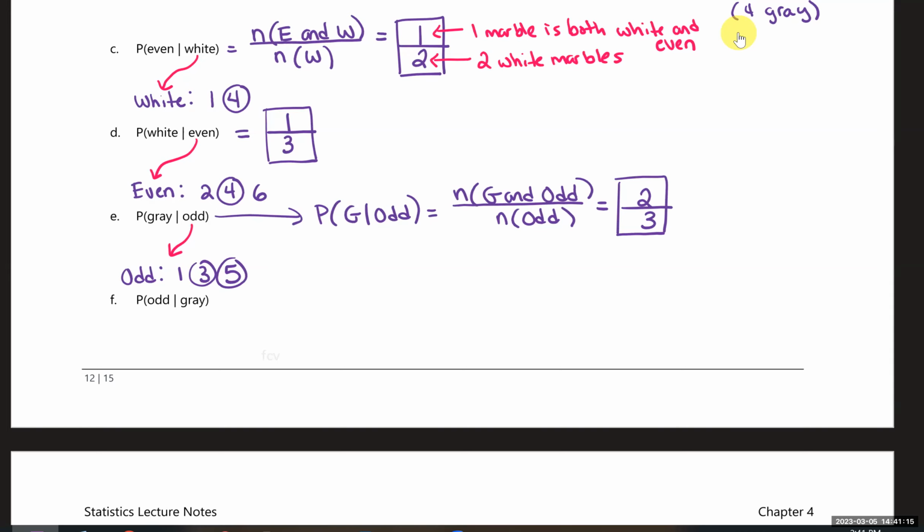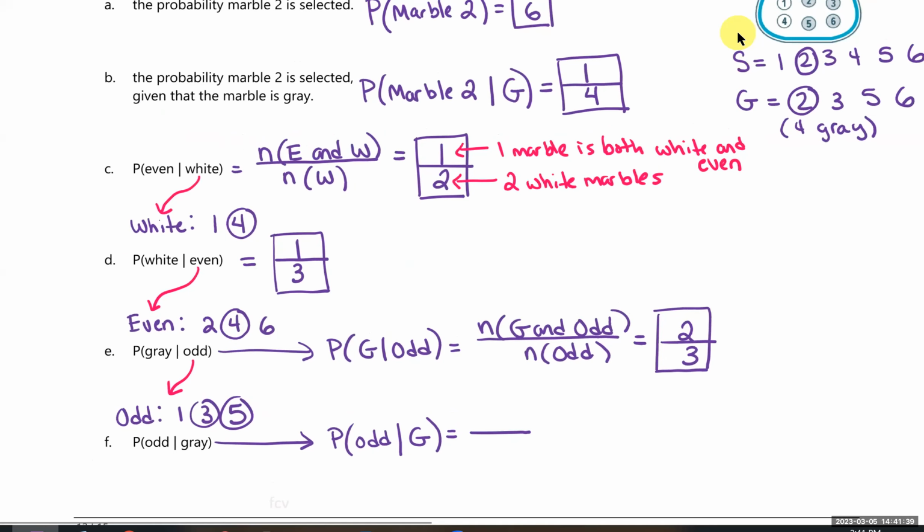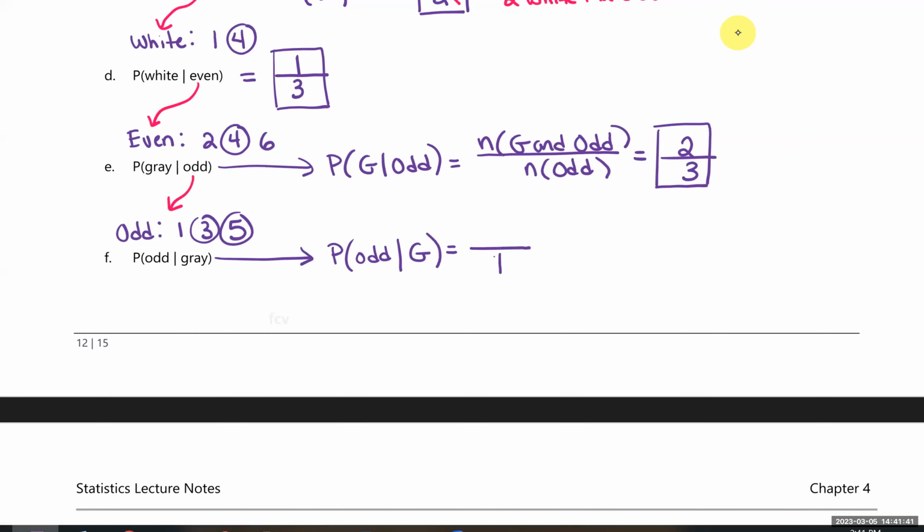All right, and then I'll end with, you don't have to write anything. If you've got the concept down, that is great. I'm just coming over here because I'm out of space. So if I want the probability of odd given gray, what I do is say the condition is gray. And I think there were 4 gray up there. There's 4 that are gray.